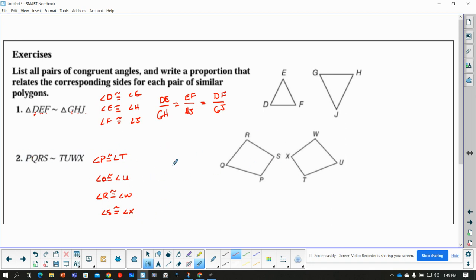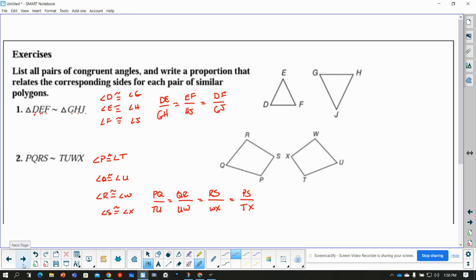Four sides, right? Four letters, four sides. So we have to do four ratios in this proportion. First two letters, PQ. Second two letters, QR. Notice I didn't go PQ and then RS. I went PQ and then QR, and then I'll do RS. And then the first and the last, PS. And if I follow the same pattern, when I do this one, they'll match up right: TU, UW, WX, and then the first and the last, TX. And there we go. There's the answers to those two questions.